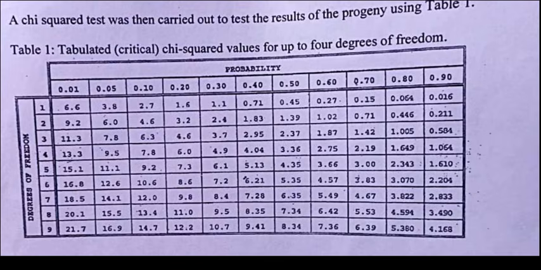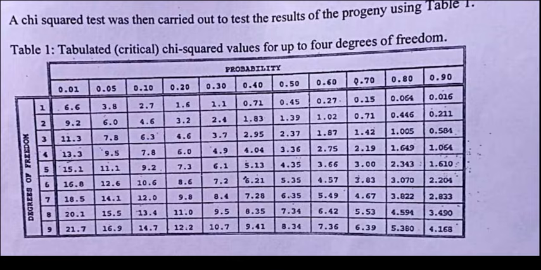This is a continuation of the question. Was carried out to test the results of the progeny using table 1. So table 1 is the one we have here. Table 1 is saying tabulated or critical chi-squared values for up to 4 degrees of freedom. As you have seen, this table has these degrees of freedom on this side. Then it has probabilities, at different probabilities: 1%, 5%, 10%, 20%, just like that. But our interest is 5%, which is the same as 0.05.